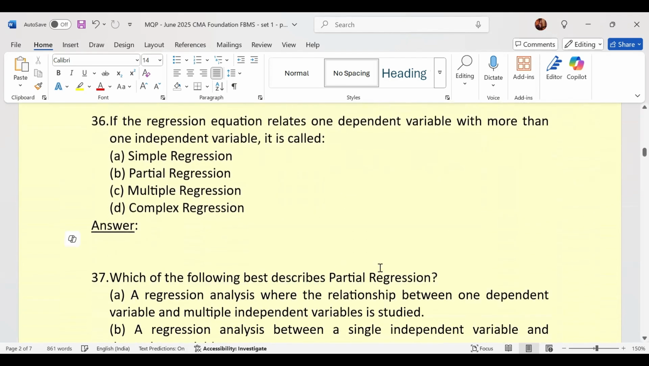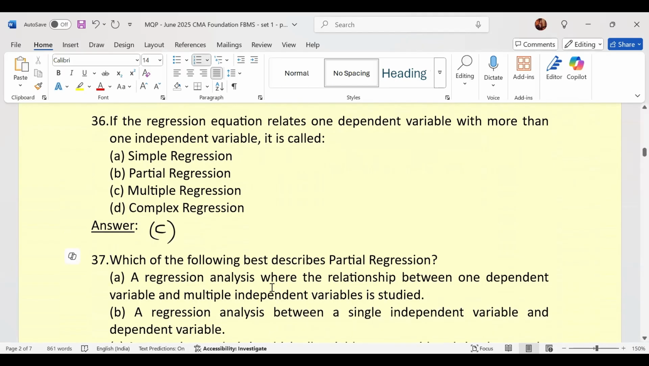If the regression coefficient relates one dependent variable with more than one independent variable, it is called multiple regression. So it is option C. That is the right option.